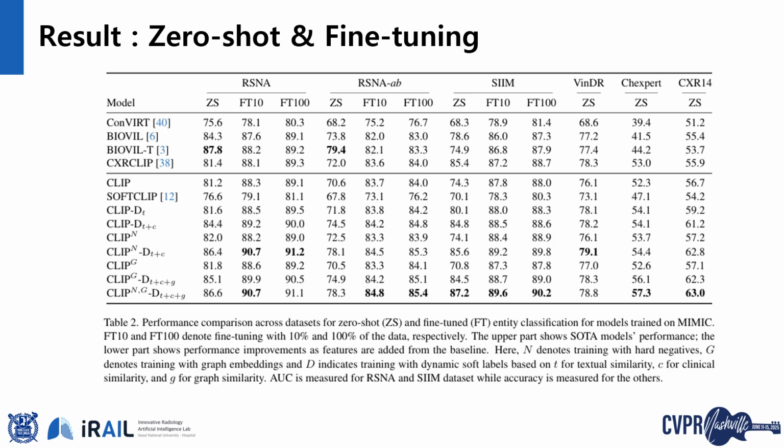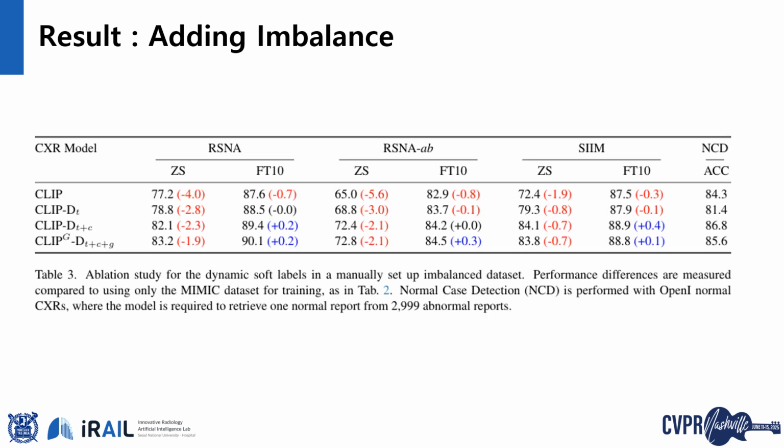This table compares our models to previous state-of-the-art on multiple benchmarks. Adding hard negatives alone doesn't clearly help, but when combined with dynamic sub-labels and clinical or graph similarities, our performance consistently improves across most datasets. We add 140,000 normal cases to simulate real-world imbalance. CLIP's performance drops, but our model stays robust, even improving with fine-tuning.